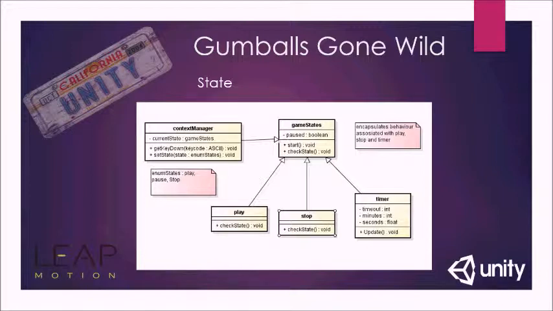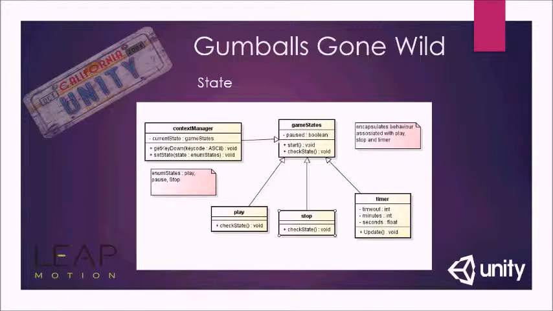So this pattern consists of a context manager. The context manager stores the current state of the game. It gets input as a key press from the keyboard, and it holds an enumerated list of the states possible. Next we have the game states class. The game states class holds a boolean variable called paused, not paused being play, and it encapsulates the behavior associated with the classes that inherit from it, namely the play, stop, and timer class.